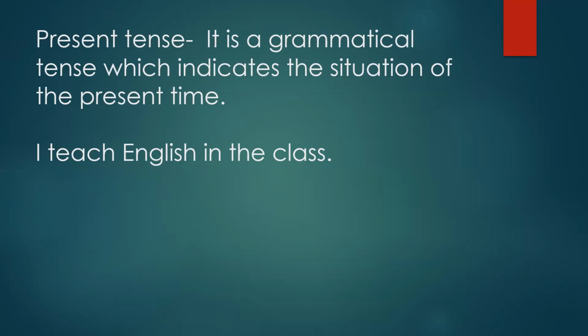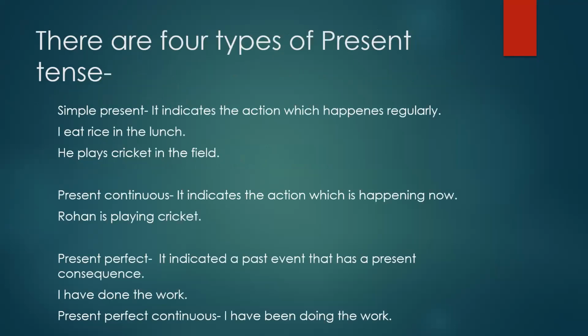So what is present tense? Present tense always indicates some incident which is happening now. So this is present tense: I teach English in the class. Now there are four kinds of classifications in each tense: simple present, present continuous, present perfect, and present perfect continuous. Simple present indicates the action which happens regularly, like I eat rice at lunch. He plays cricket in the field.